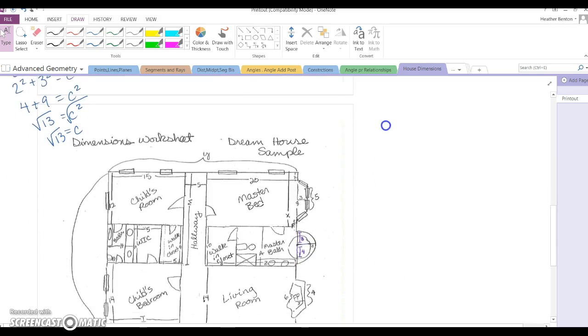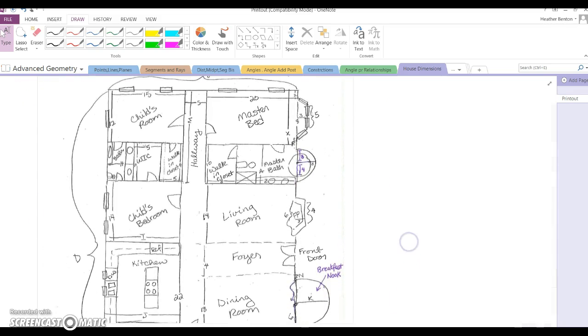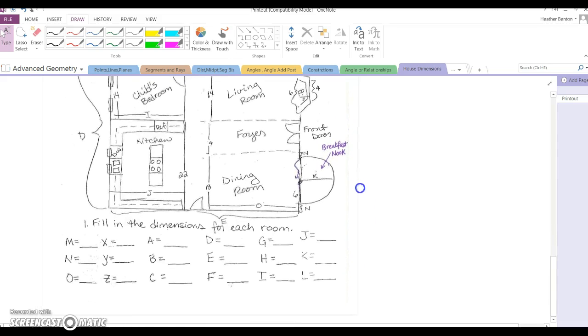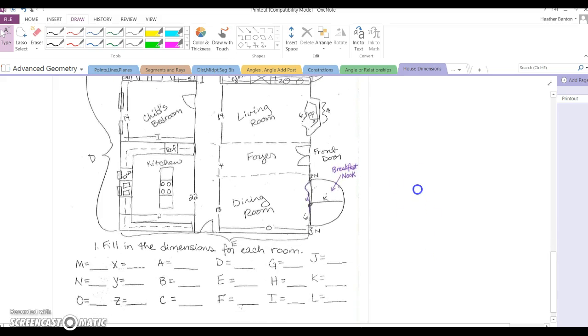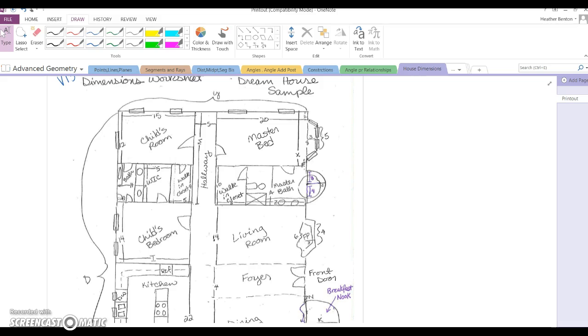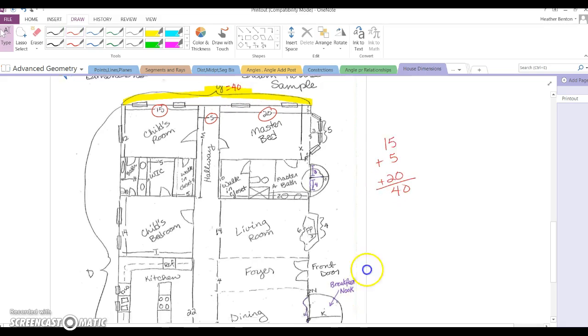What you're now going to do is on the back side of this worksheet, Ms. Benton has some of the measurements filled in on this second dream house, and some of the measurements are not filled in. So you're now going to go through the house and find each of these letters and figure out what the amount is that it represents. So you don't necessarily have to go in order. If you notice right off the bat that the easiest thing for you to find is y, because that's the length of the whole top of the house, you can just add 15, 5, and 20 to figure that out, to get that y is 40, and just go in the order in which you can figure things out.